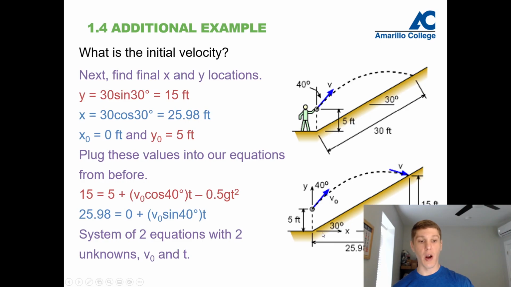Now, based off of where we defined our coordinate system, we said we initially threw that ball from 5 feet in the air. So it has an initial x position of 0 and an initial y position of 5. Okay, so now we have our initial and final conditions. At some time t, our y is going to be 15 and our x is going to be 25.98. At time t equal to 0, our x is 0 and our initial y is 5 feet.